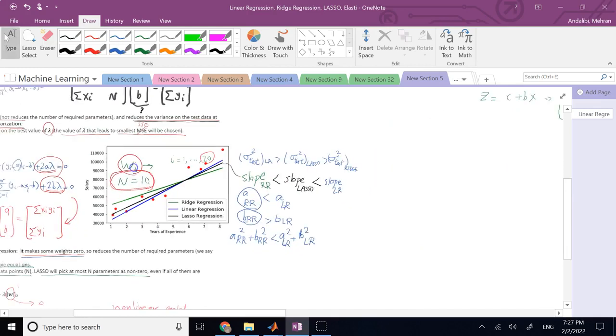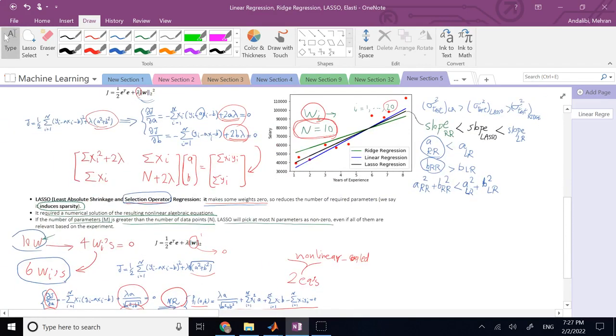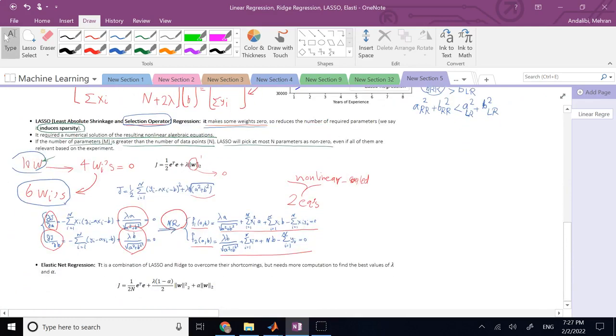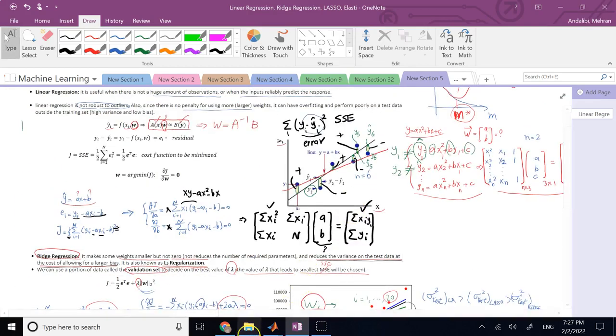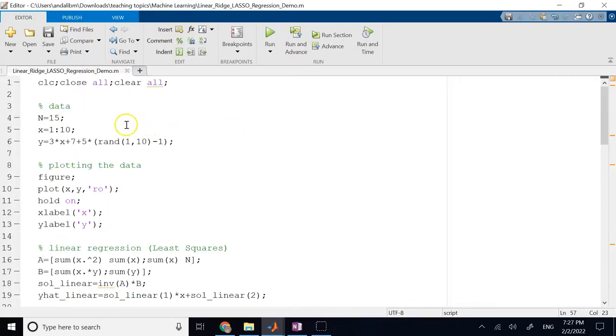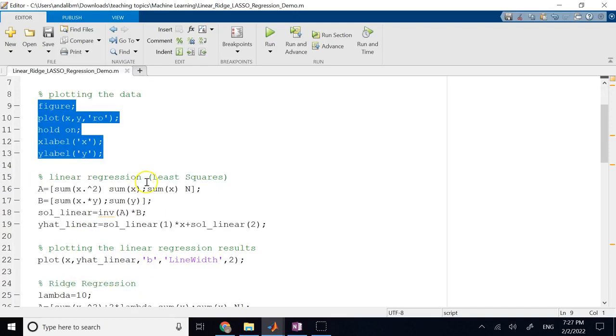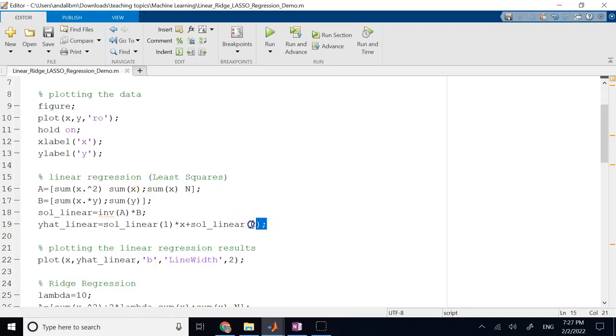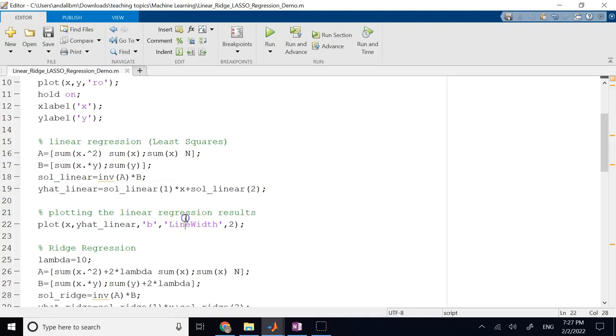Before going to the last one, elastic net, let me show you the demo code that I wrote. Here I have 15 data points. The underlying function I use is really a line, 3x plus 7, and I show my data with red circles. Here, I'm using the linear regression. You see I'm forming the matrix A and B and inverting it and plotting the line of linear regression.